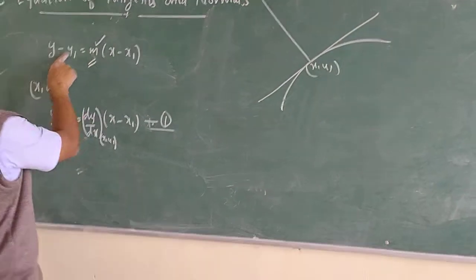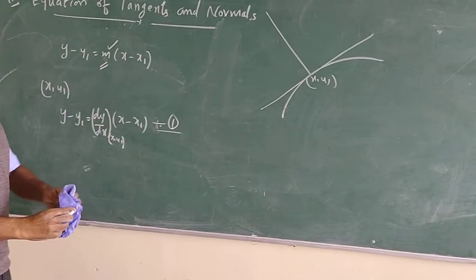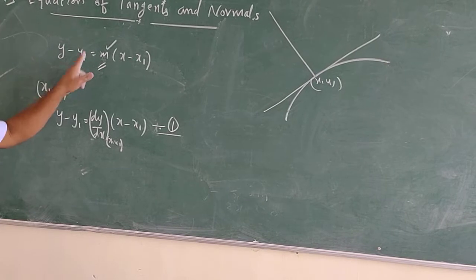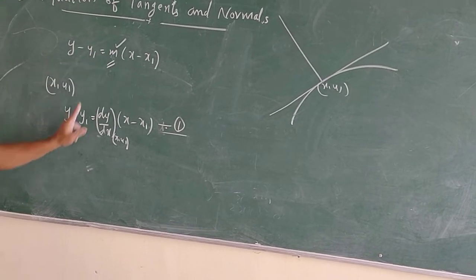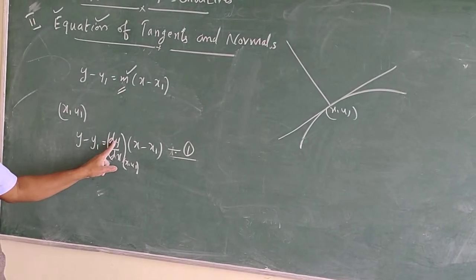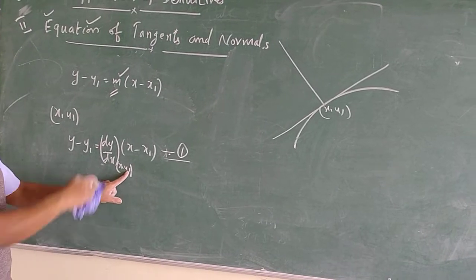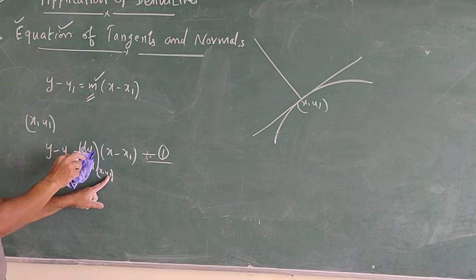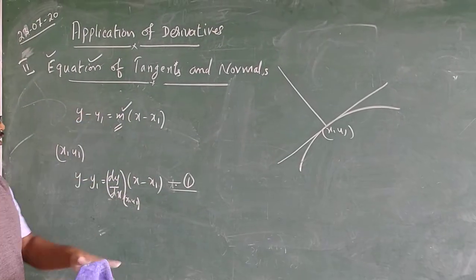So y minus y1 is equal to m into x minus x1 is our basic equation of a line passing through a point x1, y1 having slope m. Then y minus y1 is equal to dy by dx at x1, y1, which gives the slope of the tangent. dy by dx is the slope of the tangent, and it gives the equation of the tangent.